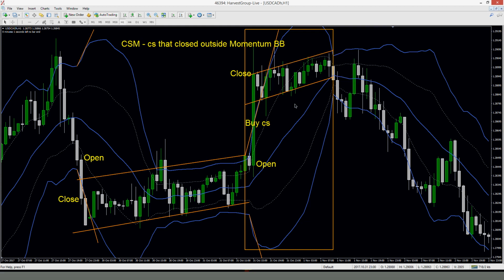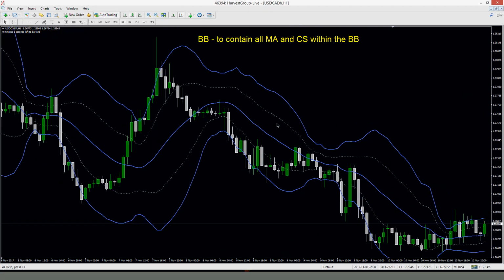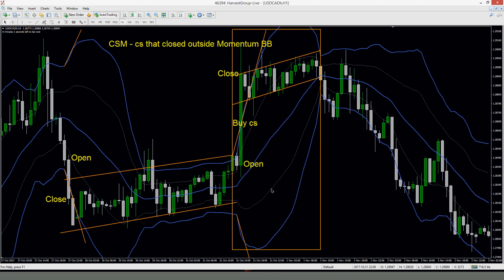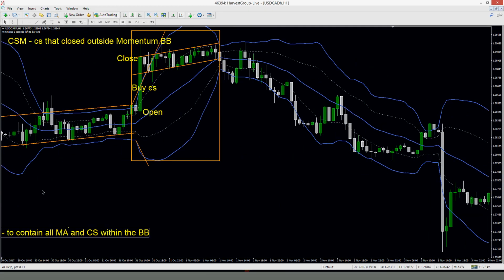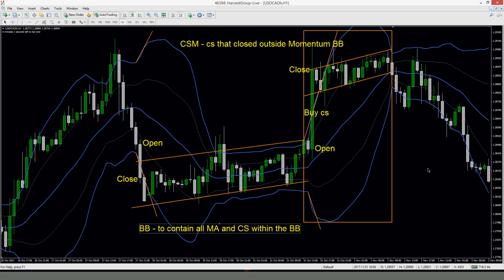So first thing is we need to return back here to know that the Bollinger Band, its main function is to contain all moving averages within the BB. Okay, let me just put it over here. Okay, I just lost it. Okay, so now we have everything in place. So the main function of the Bollinger Band is to contain all moving averages and the candlestick within the BB.